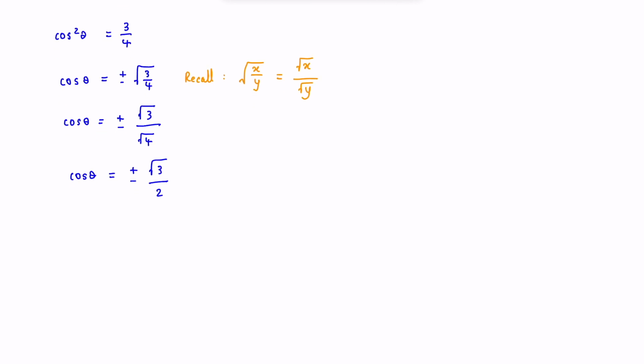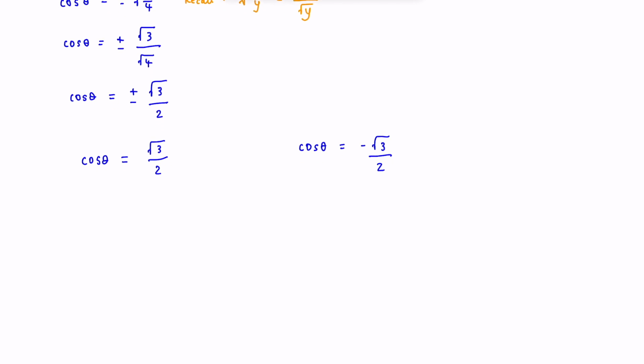And we actually have two values already. So the first being positive √3/2, and then negative √3/2. And the first thing that we notice here is that it's in the form cos theta is equal to k. So cos theta is equal to k.